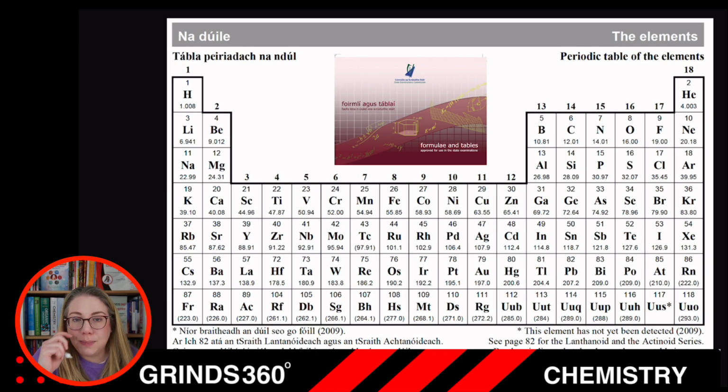Now, this is our periodic table. There's a picture of the periodic table in the middle of your formula and tables book, and you are given one of these in the exam. You'll find this one on page 79 of your formula and tables book. So when you're given one of these books, you need to be able to figure out where you're looking for the information that you need. So we're looking at page 79.